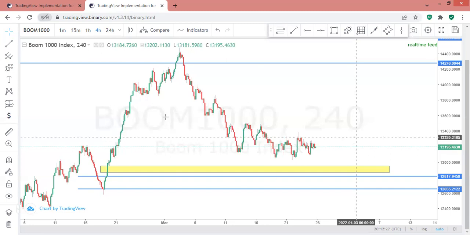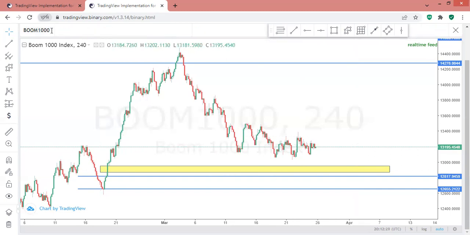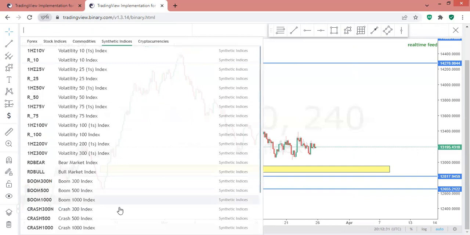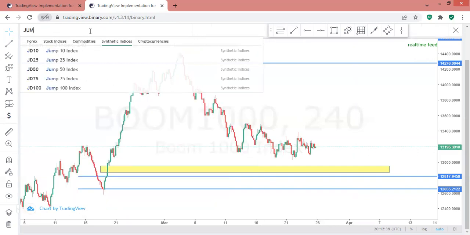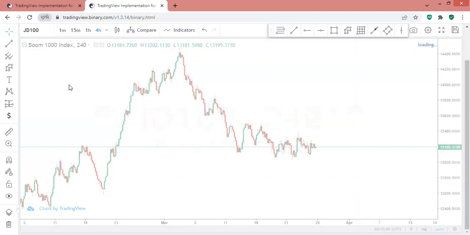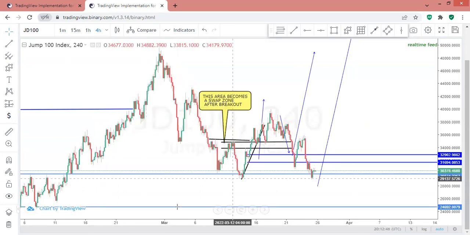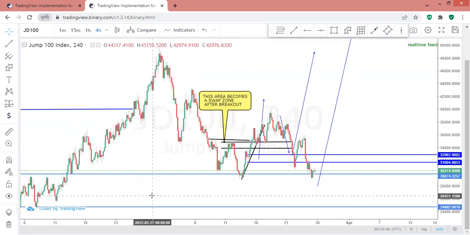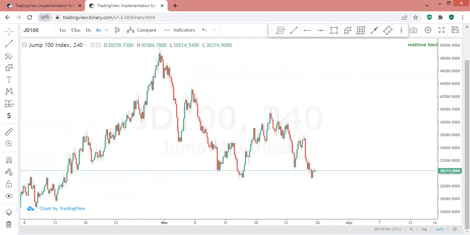Let me look at one more pair before we round it up. John 100. Let me see what's happening on John 100. I like that pair too. It's very good value. We are able to catch it. Let me clear up the charts. I'll go to my daily time frame.